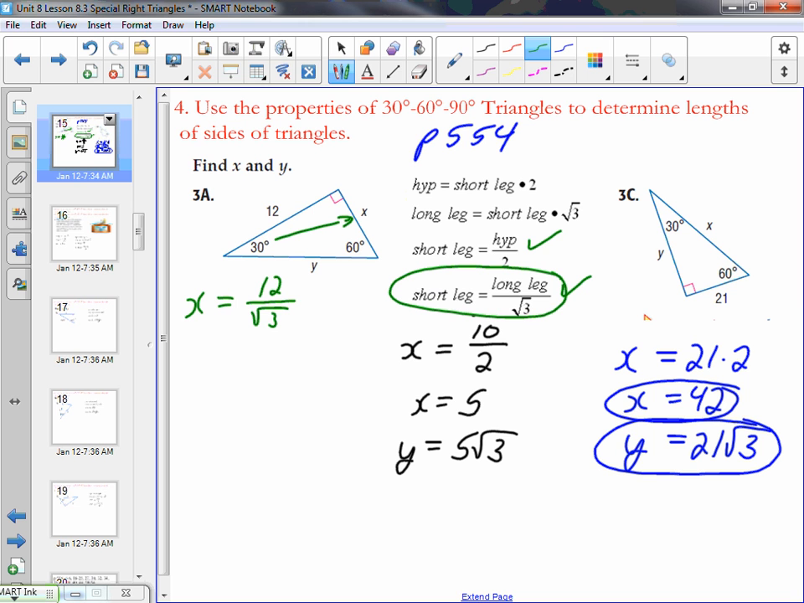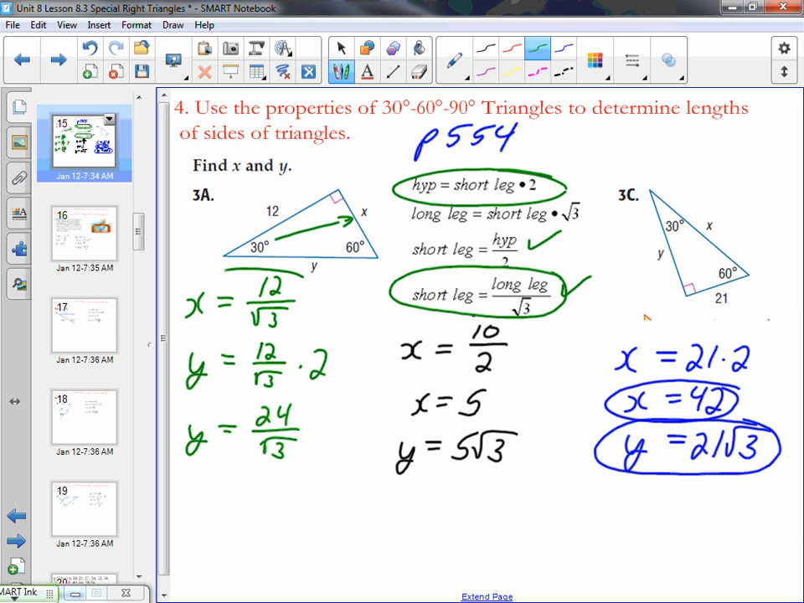And now we've got the short leg. We need to get the hypotenuse, okay? So the hypotenuse is called y because that's the length that's opposite the 90 degrees, so that's the hypotenuse. So now I'm using this one. Hypotenuse equals the short leg, 12 divided by the square root of 3, times 2. And I can simplify that a little, right? 12 times 2 is 24.